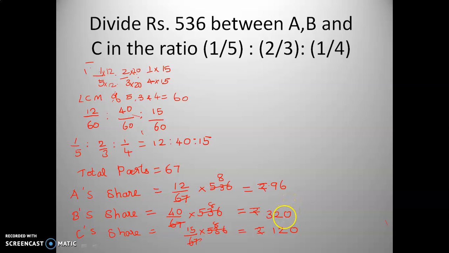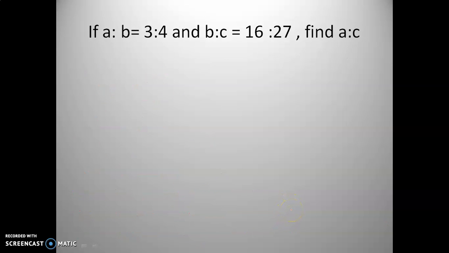Is it clear, children? Shall we move to the next? Here is a very fantastic problem that you can see in many of your government UPSC exams or TNPSC exams, many competitive exams, even any entrance exams. You can find these kinds of ratio problems. What is given here? If A is to B is equal to 3 is to 4, B is to C is equal to 16 is to 27, find A is to C.